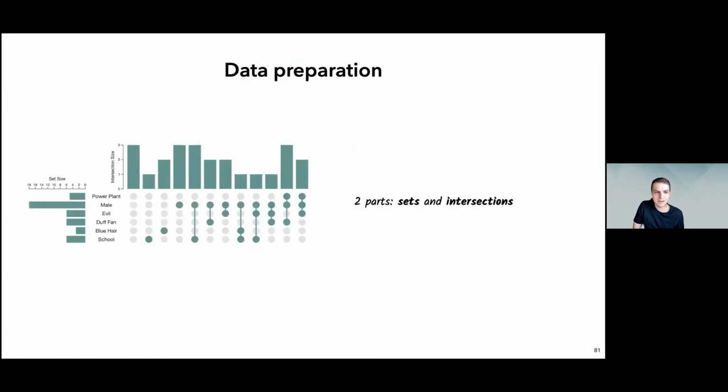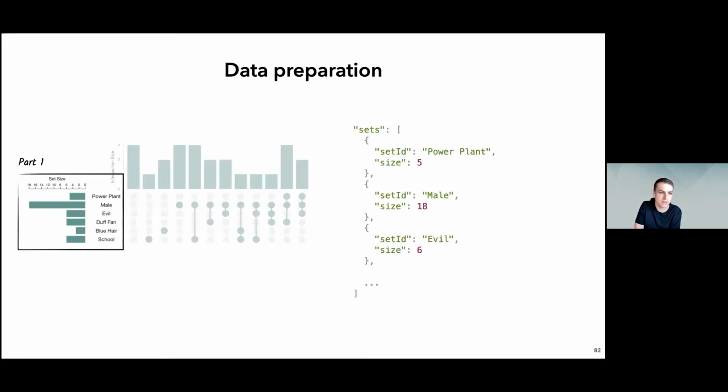Another important part that I usually do before I start coding is to think about the data preparation. How should I prepare the data so it's very easy to draw? So first, I divide the data into two main parts, sets and intersections or combinations. For sets, I want to draw a bar chart with the set size. So I first get maybe a JSON array where I list all my different sets and the set size. So I can just plug them into an X scale, and then it will automatically give me the size of each of these rectangles.